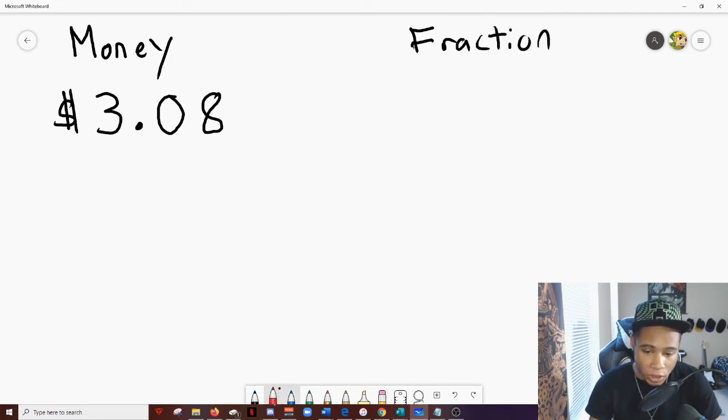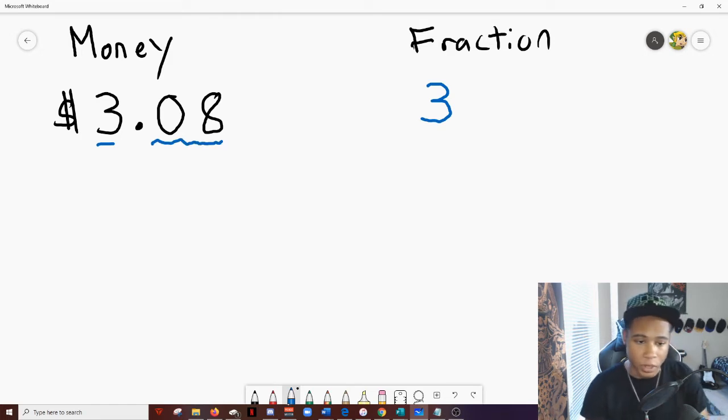So the thing is that when I got $3.08, I got 3 whole dollars. So I have the whole number of 3. So I'm going to write the whole number 3. But right here is where my fraction is at, the change. So we have 0 dimes and 8 pennies.